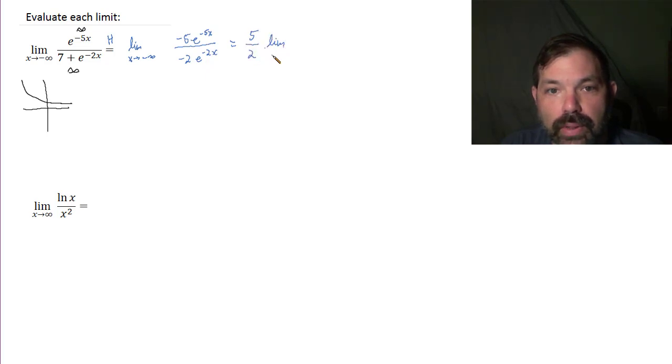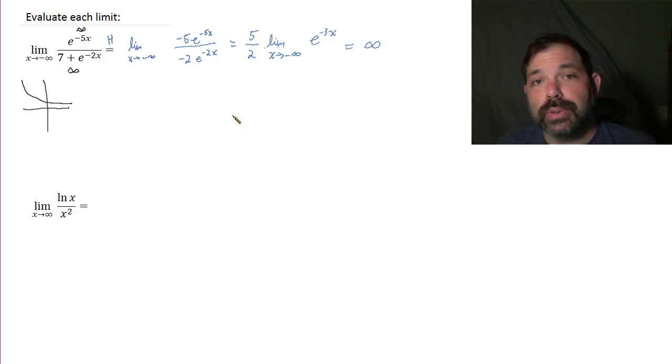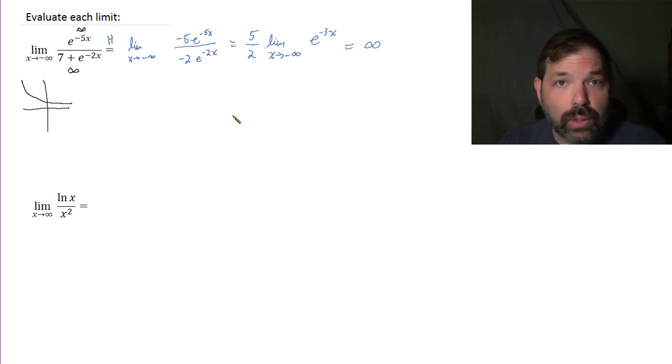limit, with x approaching negative infinity, and e to the negative 5x divided by e to the negative 2x would be e to the negative 3x. So as x approaches negative infinity, e to the negative 3x would approach infinity. 5 halves times infinity is infinite. Okay, so in this situation, we didn't end up with a real number as the limit. It ended up being an infinite limit. That's okay. We were still able to apply L'Hopital's rule to come to that conclusion.